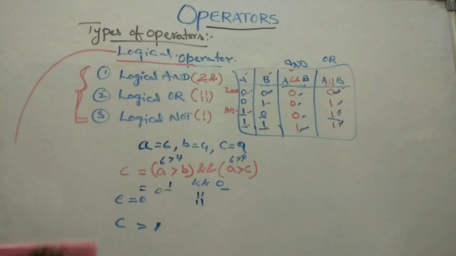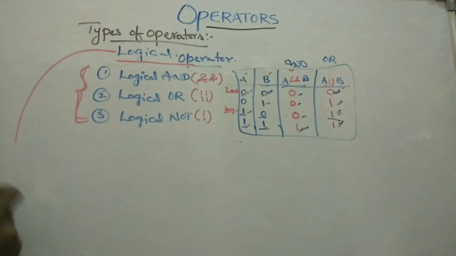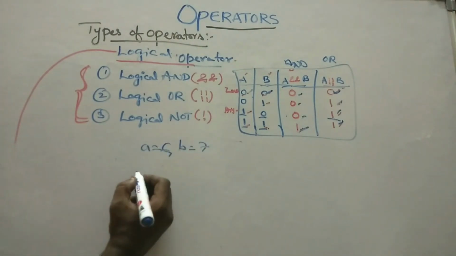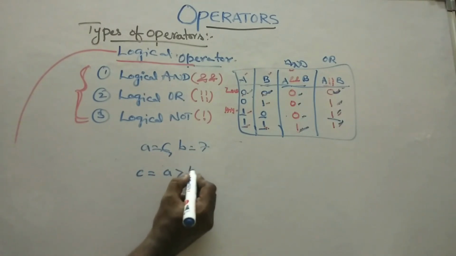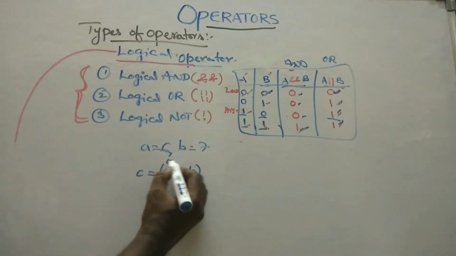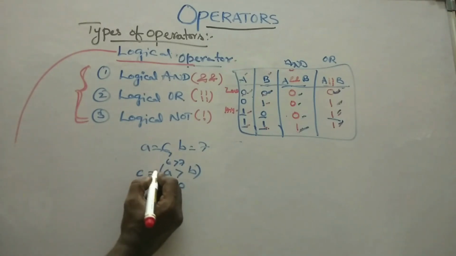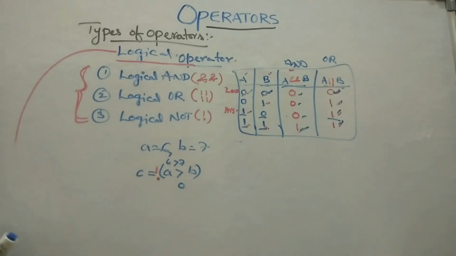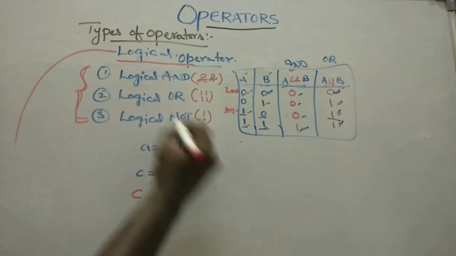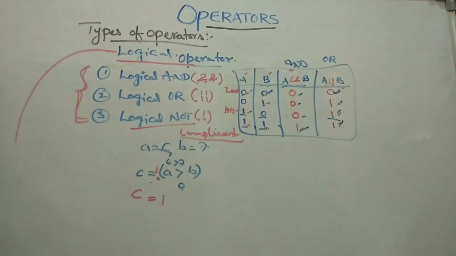Suppose we use the logical NOT in the same expression. Here I take two values: A equal to 6, B equal to 7. Suppose C equal to A greater than B. Now what is the result? 6 greater than 7, true or false? False. Actually the result is 0. Now we can use the logical NOT. NOT of 0 gives the output 1. That means the complement value. NOT is nothing but the complement value.